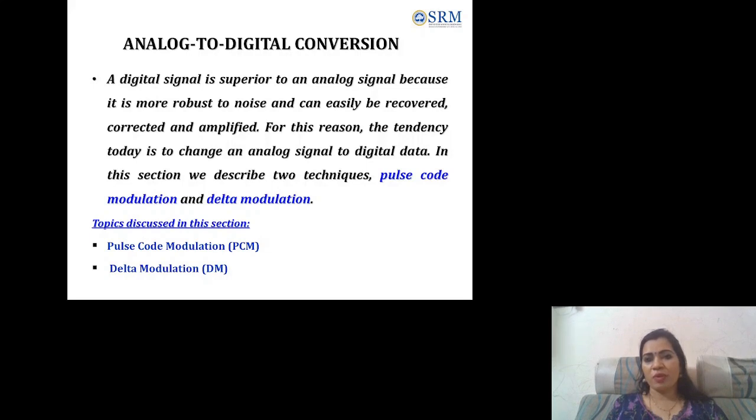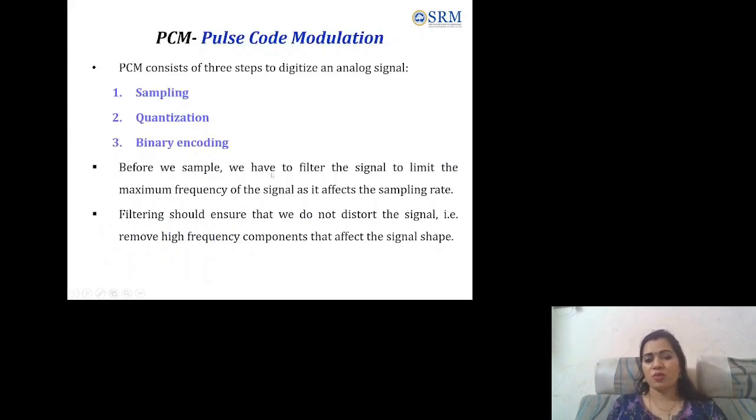Now we'll discuss what we mean by pulse code modulation, and this is one of the most common techniques used for converting the analog signal to digital data. So the PCM encoder has the following three processes. The analog signal is first sampled, then the sampled signal is quantized. The quantized values are encoded as streams of bits. So these are the three steps we'll do in PCM in order to digitize the analog signal.